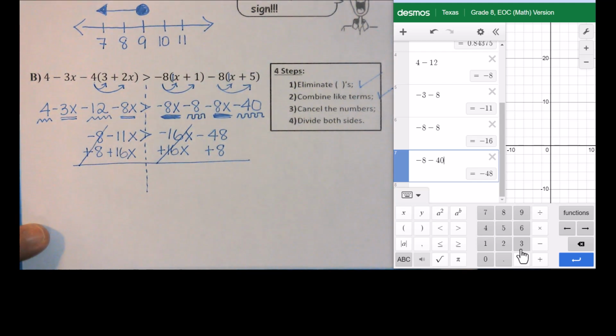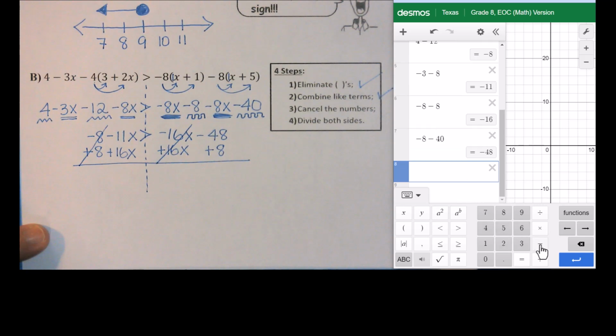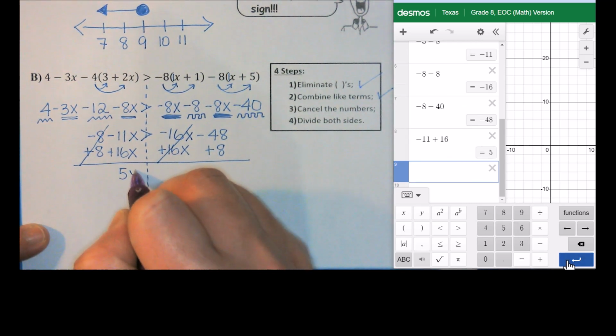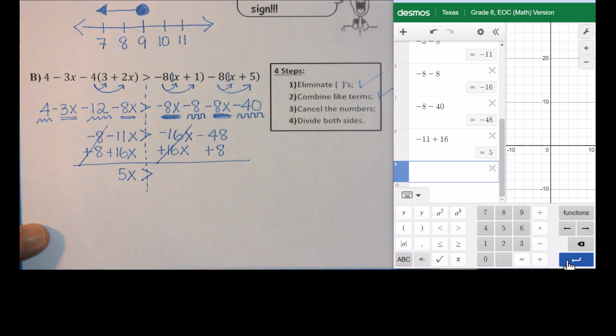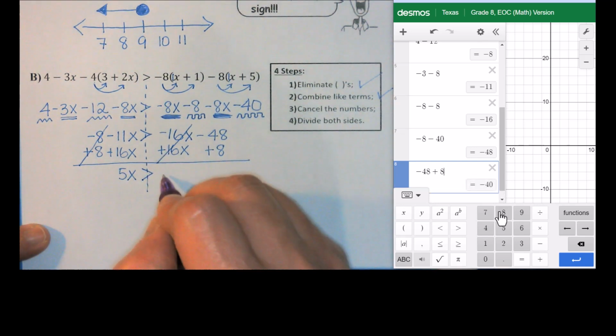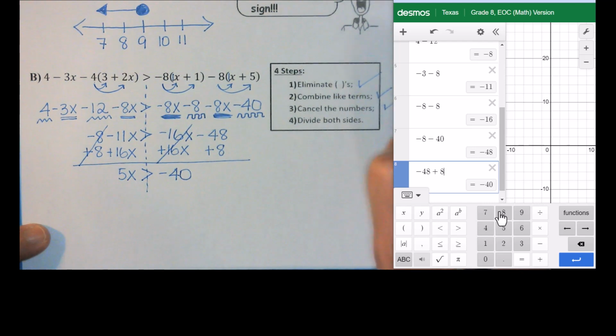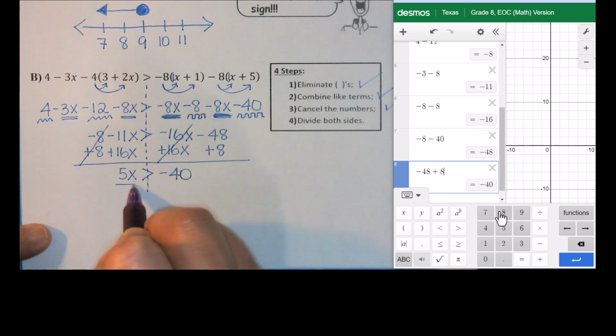I have -11 plus 16. And I get positive 5x greater than, and then I have -48 plus 8, and I get -40. So I'm done with the third step. And I'm ready for the fourth step, which is divide both sides. So I'm going to divide both sides by 5.